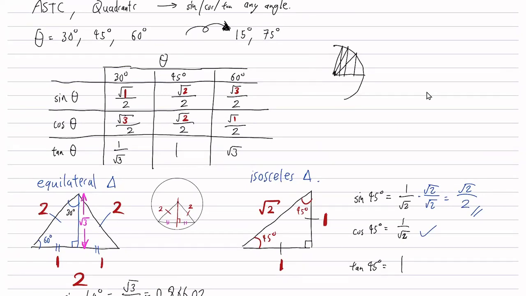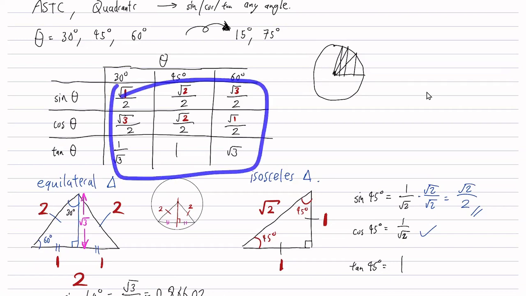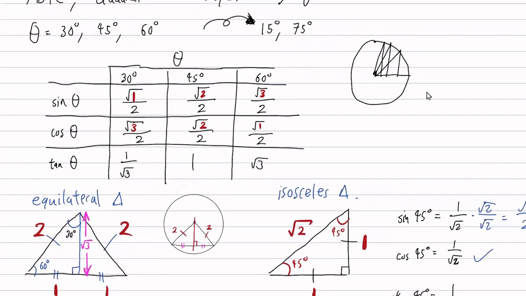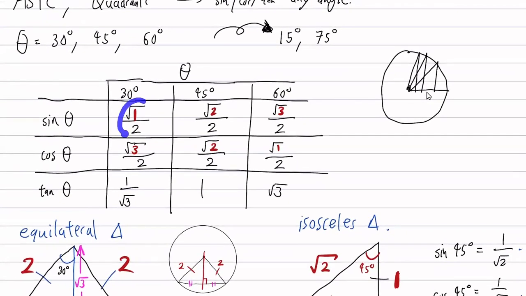Okay, anyways, that is something about these table of values. But I need you to notice another pattern. Can you tell me what's a pattern here and here? They are the same. How about here and here? They are the same. How about here and here? Same. Is it a coincidence?